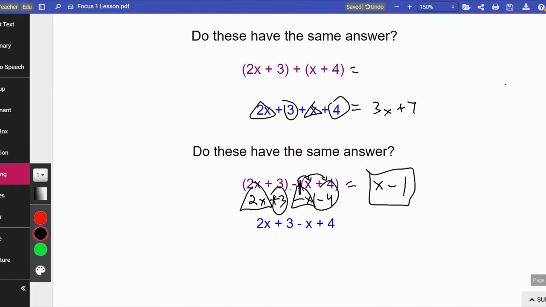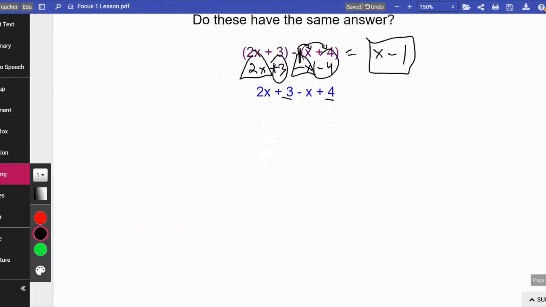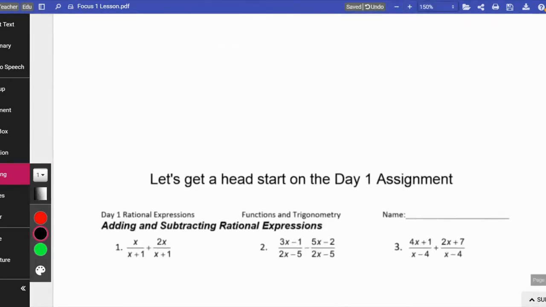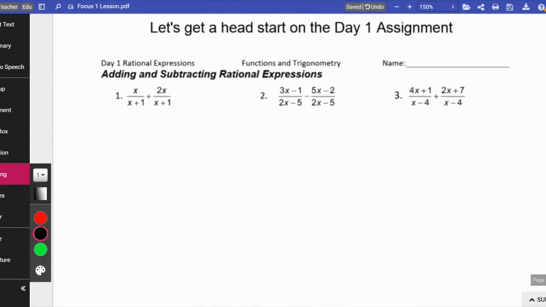If we didn't distribute the negative, then we get something different. We'd have a positive 7 right here for those two. And that's not right. Okay, so that's just one hiccup to keep aware of. So here are some common examples.